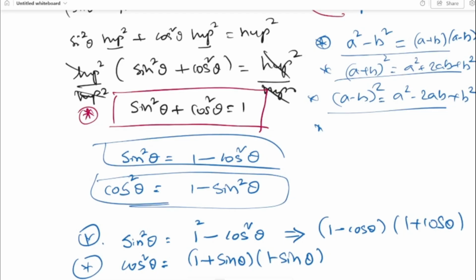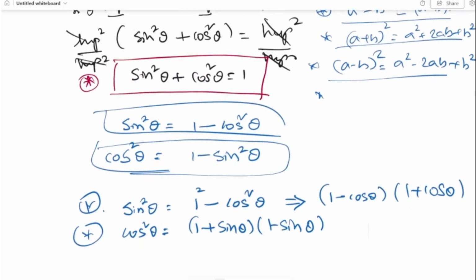Okay, let's go back. I'm going to rewrite this equation again. Sine square theta plus cos square theta is 1. Now, I am feeling itchy to express this in terms of tan. Let's see what happens. How do I get tan? Go back and recall what tan theta is. Tan theta is sine theta over cos theta.